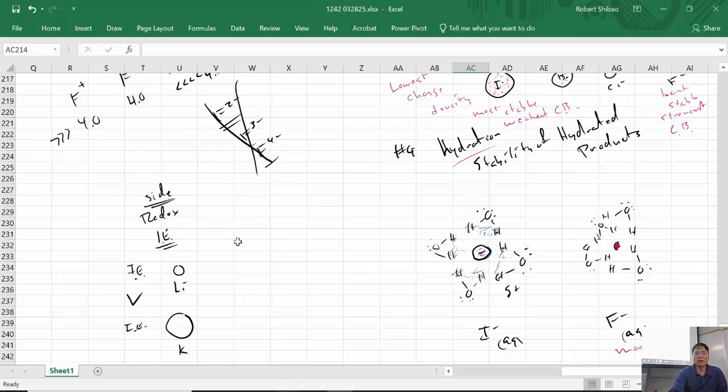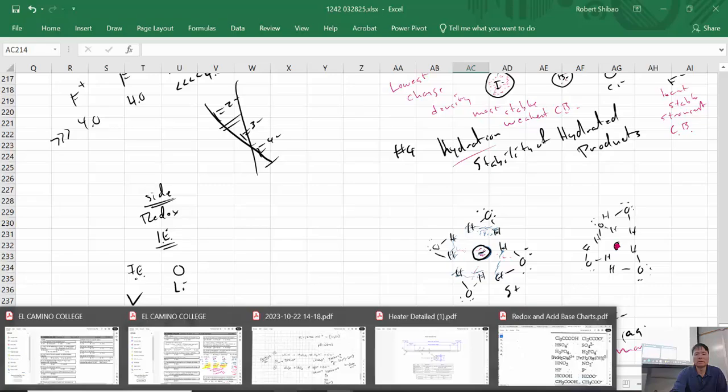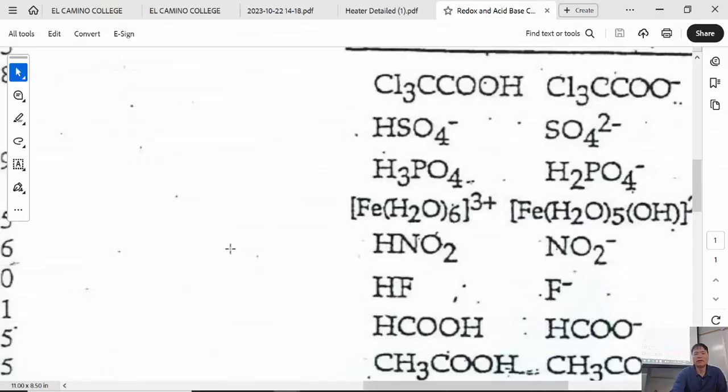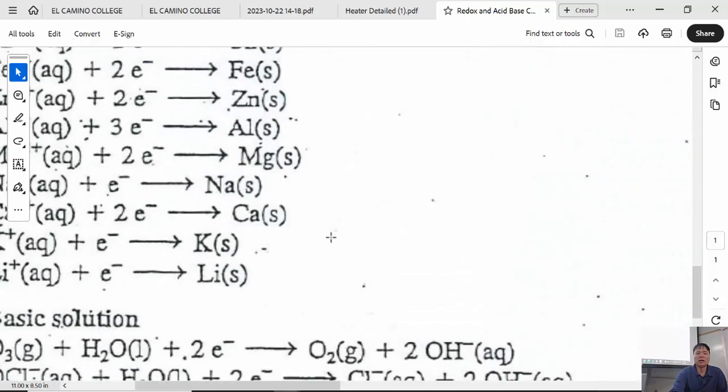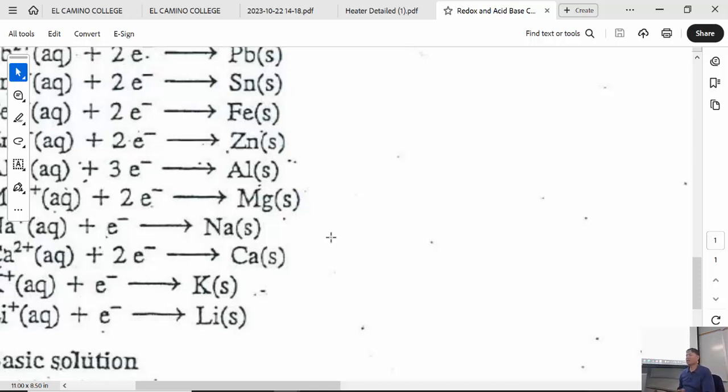So on the same chart here, let me save this before this crashes. On the right side, we have the acids. On the left side, we have the redox chart. Which one is a stronger reducing agent, lithium or potassium? You know what the strongest reducing agent on this chart is? Lithium. And what do reducers do? Reducers lose an electron to form lithium ion. And so reducers give up electrons.